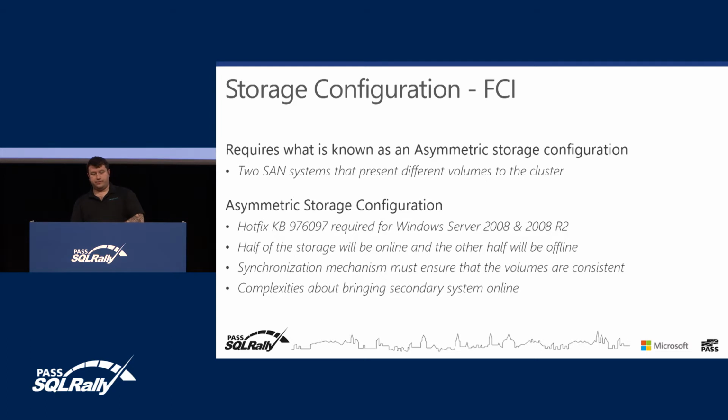The asymmetric storage configuration, as I said, under Windows Server 2008 and 2008 R2 requires a specific hotfix. It's up there, 976097. All of this type of stuff is listed in a TechNet article about the prerequisites for availability groups, and it's basically got a tick list for the 2008 operating system, 2008 R2, and 2012. When you look at the 2012 column, a lot of it doesn't apply because it's built into the OS. Okay, that's another reason for looking at 2012 and above as an operating system. Okay.